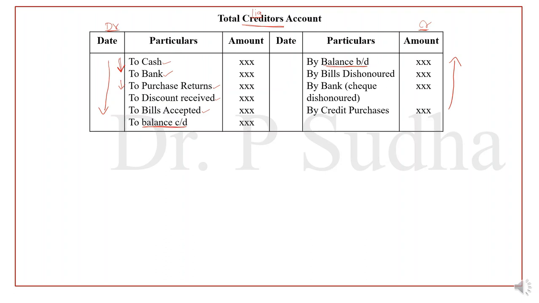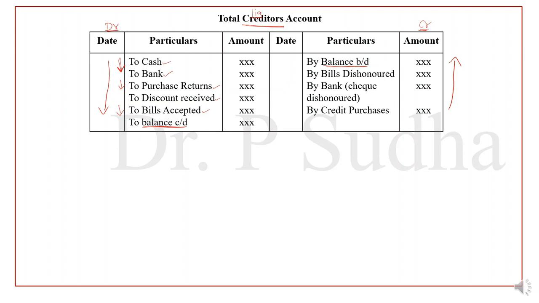Whenever we are drawing a bill, whenever a bill is accepted, the value of creditors decreases. The value of bills payable will increase. That is another thing. But whenever a bill is drawn, to that extent, the creditor amount will get decreased. So bills accepted, whenever a bill is accepted, we will debit it. Okay, so all these things decrease the value of the creditor. So we are recording it on the debit side.